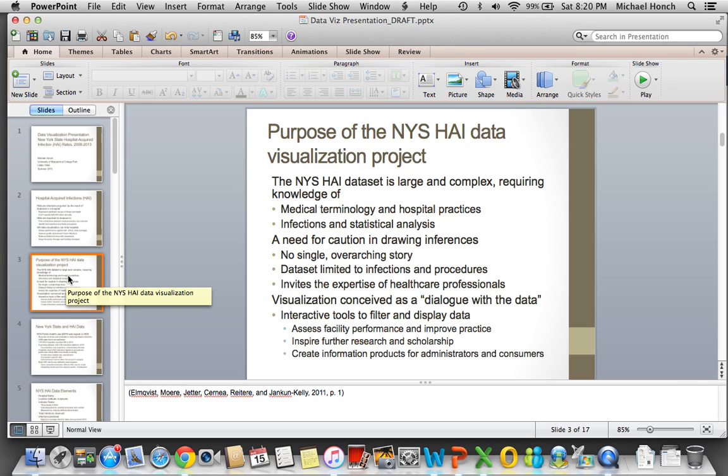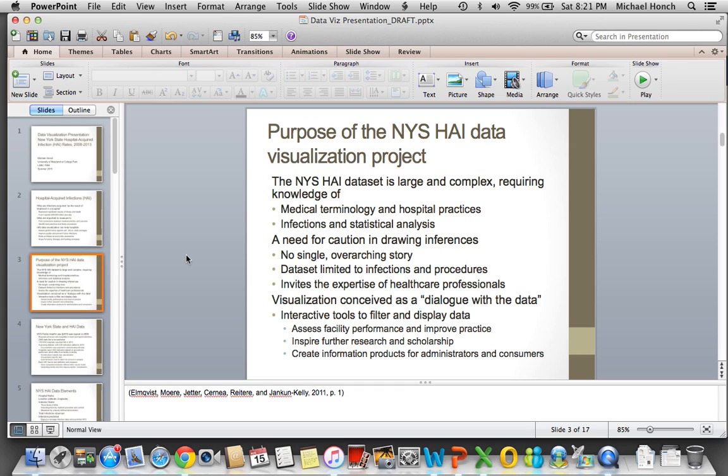More on the purpose of this project. This data set is large and complex and was pretty difficult to work with for a layperson. It really requires knowledge of medical terminology and hospital practices, infections, and even statistical analysis. It also required some caution in drawing inferences, because this data set does not tell a single overarching story. It's also limited in terms of infections and procedures. It doesn't tell us more about each hospital or the population served. So this really invites the expertise of New York State healthcare professionals to bring that to this data.